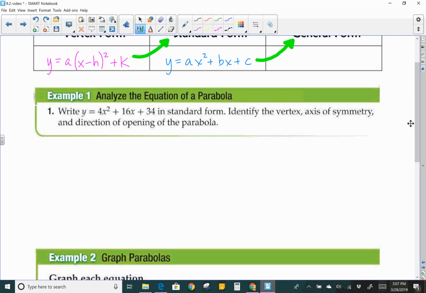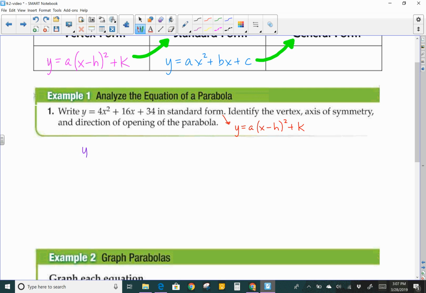It says, write y equals 4x squared plus 16x plus 34 in standard form. So what is that standard form? y equals a times (x minus h) quantity squared plus k. The process we use to do that, which you're hopefully very familiar with, is completing the square. So I'm going to remind you what we do.